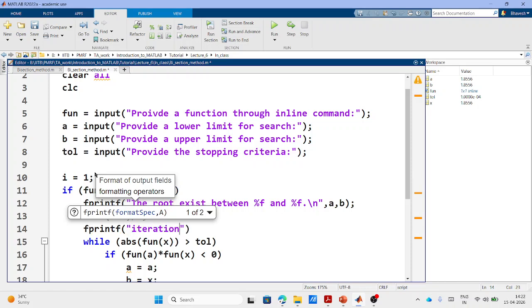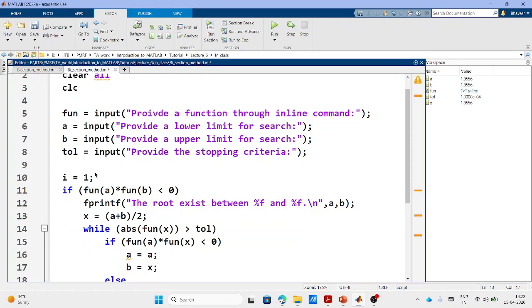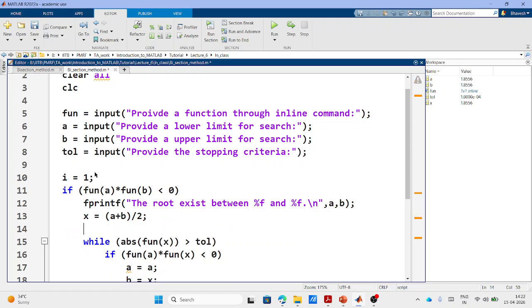iteration, tab, the a value, okay, tab, b value, tab, x value, tab, f of x value. Okay. So this is something I want to print. So this will be my first line. So let me put it outside the loop, or it can work here also.